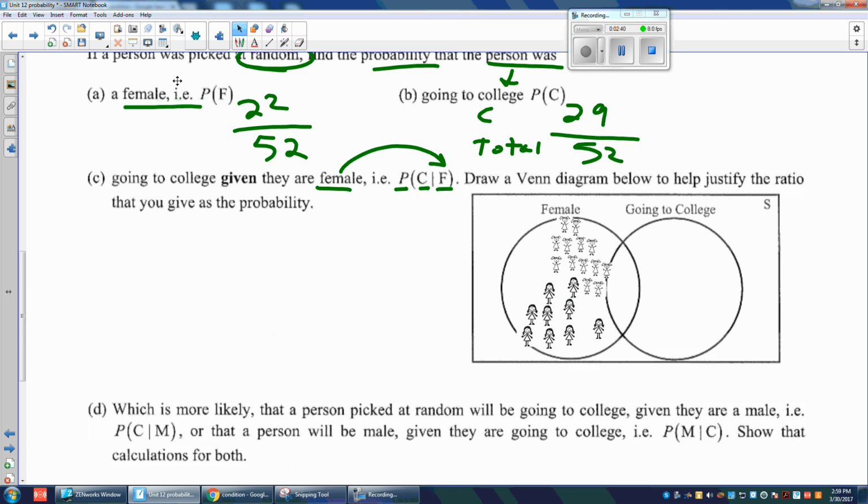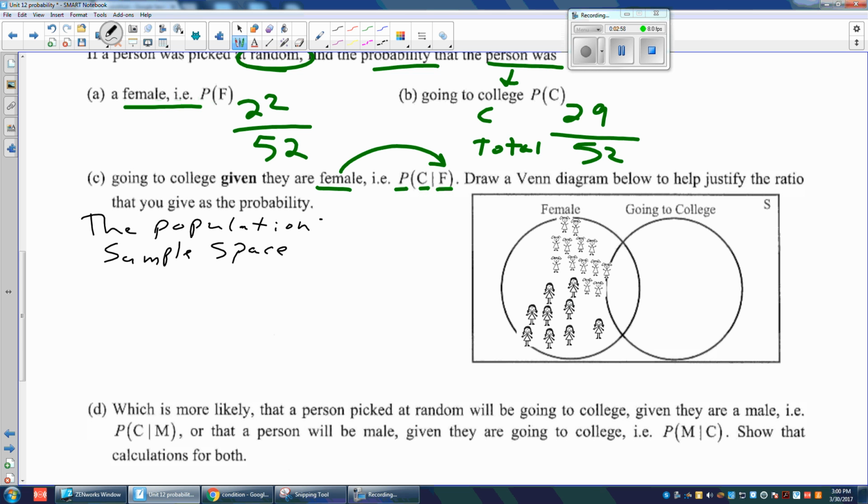Now let's think for a second. Our population. Another way to say population is our sample space. What is that? It is females. So ignore all the guys. Notice inside my Venn diagram, I only have girls there. Okay? So draw a Venn diagram to help you think about this.